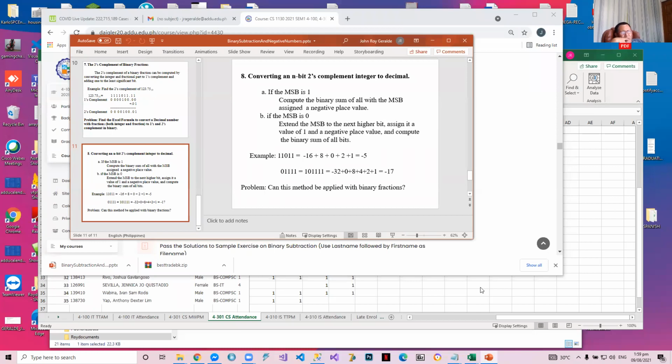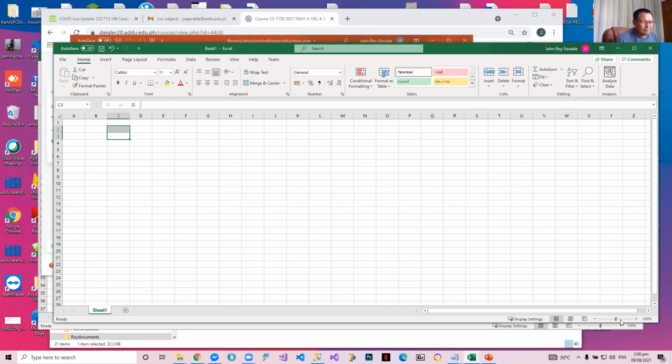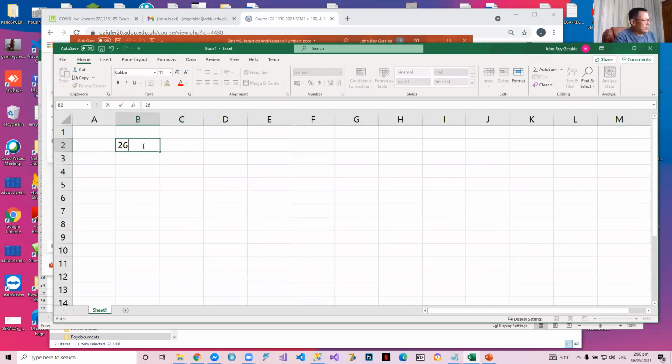Okay, can we have an example? Now, we'll use the example in the video. 26 minus 25, okay? Minus 25 is 1. Okay, we follow. What's 26? We can use decimal to binary. 11010. What's 25? Also decimal to binary. We follow. Okay. Now what's the 2's complement of the 1's complement?